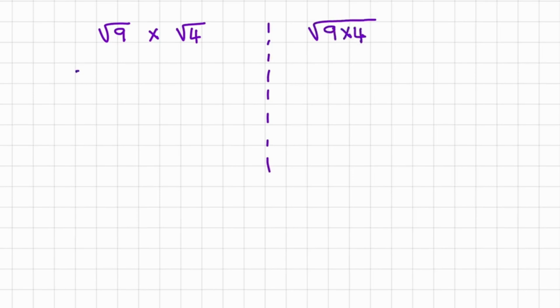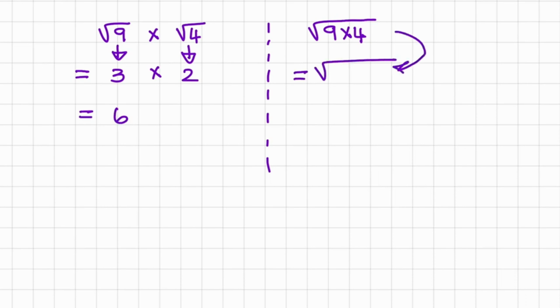So in our first example, the square root of 9 is equal to 3 multiplied with the square root of 4, which is equal to 2. And that is equal to 6. And in our second example, as in the previous examples, we first do the calculation inside of the square root. So 9 times 4 is equal to 36, and that is also equal to 6.